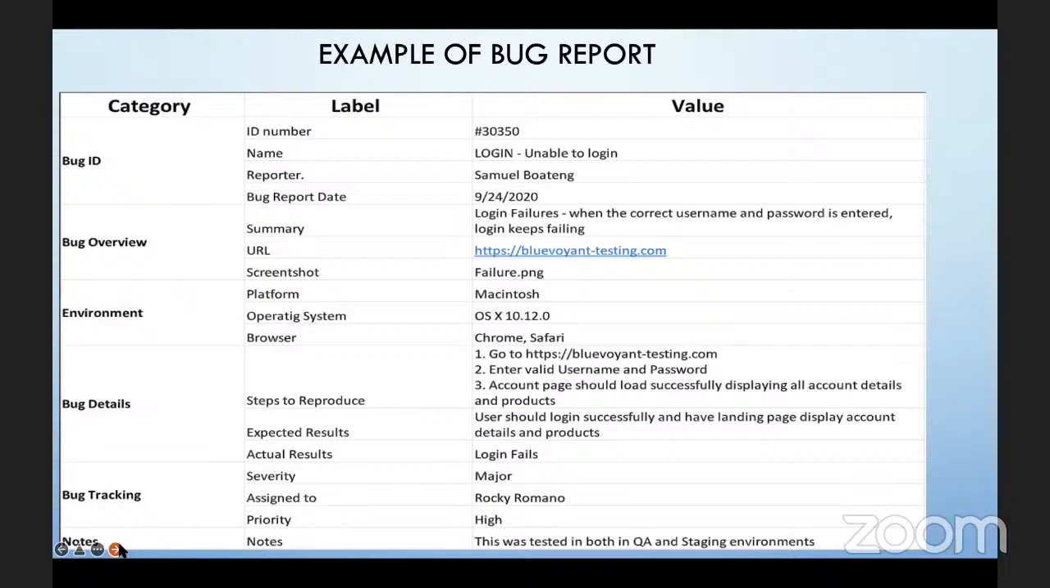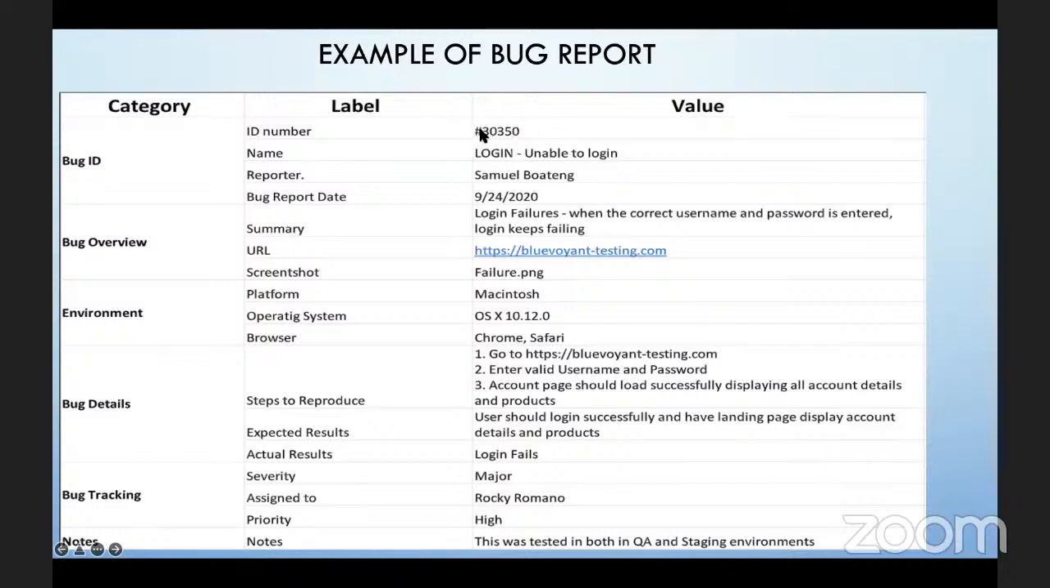And of course, that's what I'm showing over here, so that if you write a bug report, you know exactly what to turn over to the team, right? So typically in a bug report, you see some of these categories: the bug ID, where you have the ID number, the name, the reporter, the bug report date, etc. So it's going to generate something.